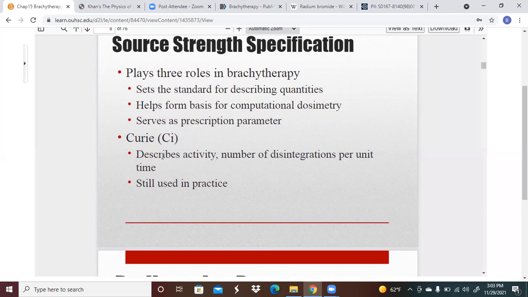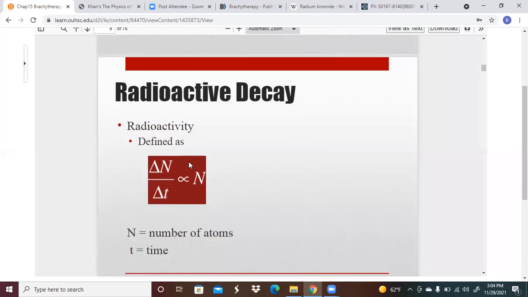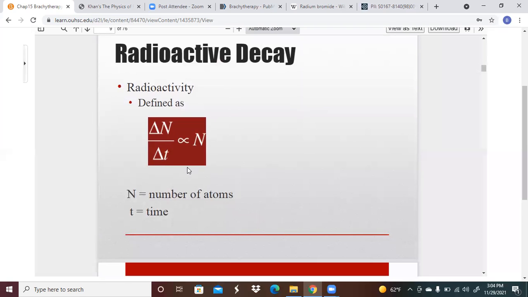It's measured in curies. It describes activity, the number of disintegrations per unit time. And this is still used, although in many cases you may be looking at millicuries or some subunit of the curie. You're seeing here that the number of decays with respect to time is going to be proportional to the number that you have.